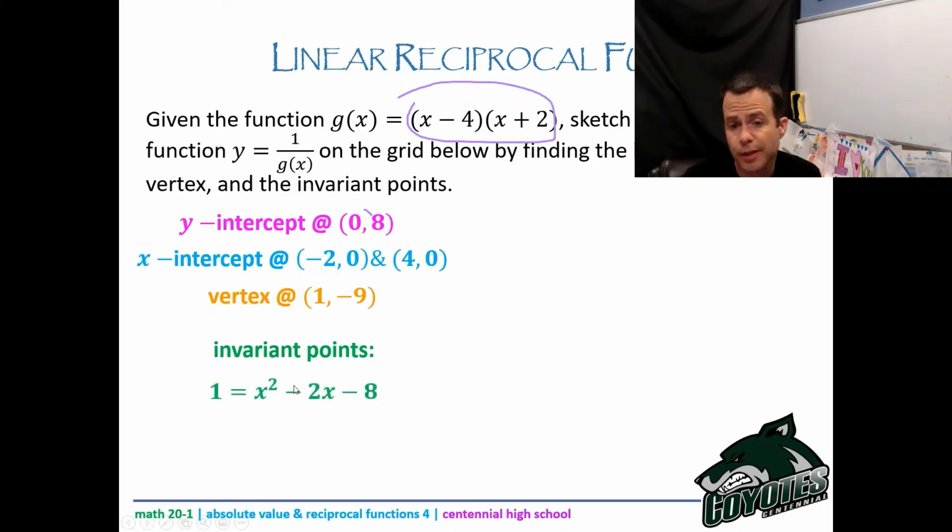So here I go with it equaling 1. I'm going to bring my 1 over, so it'll be 0 equals x squared minus 2x minus 9. I can't factor that, so I head to the quadratic formula.